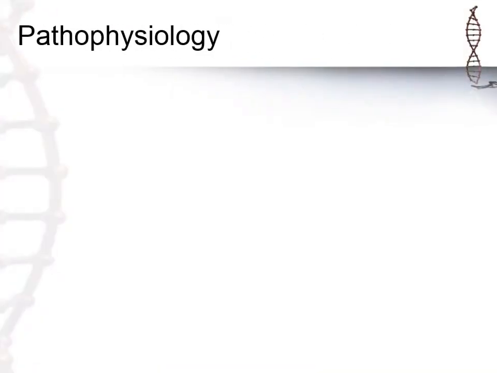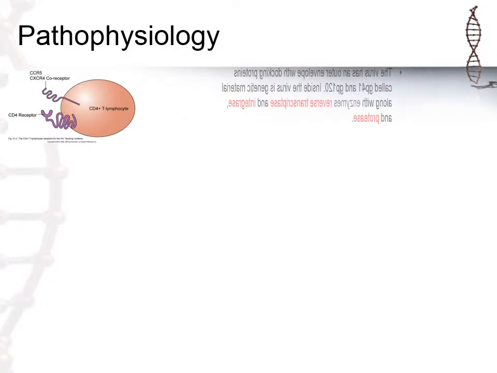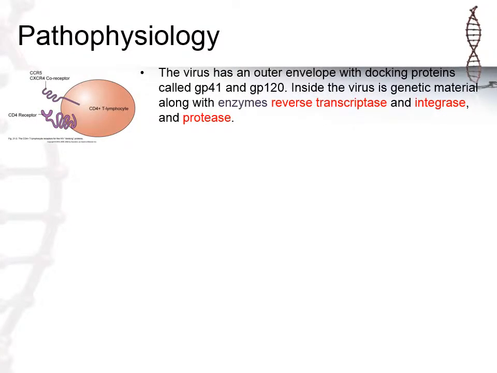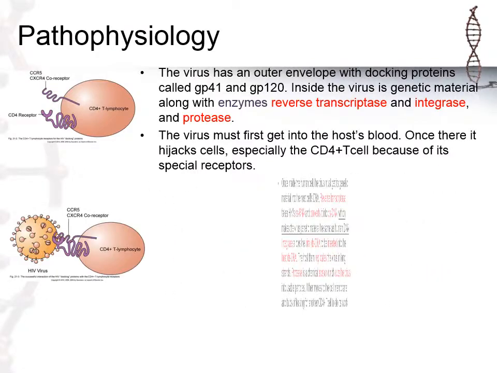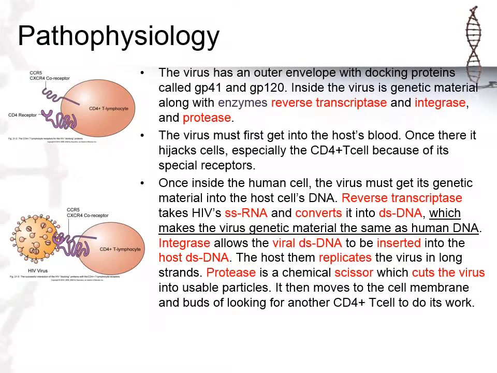Well, let's discuss the pathophysiology. The virus has an outer envelope with docking proteins called GP41 and GP120. Inside the virus is genetic material along with enzymes: reverse transcriptase, integrase, and protease. The virus must first get into the host's blood. Once there, it hijacks the cells, especially the CD4 plus T cell, because of its special receptors. Once inside the human cell, the virus must get its genetic material into the host cell DNA.